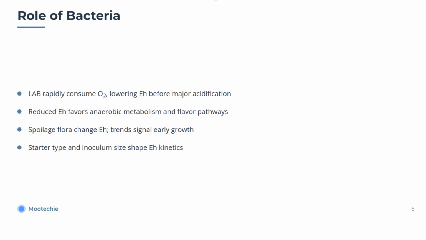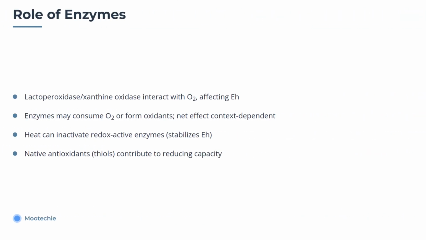Following this, let's examine the role of bacteria. Lactic acid bacteria, or LABs, rapidly consume oxygen, lowering the EH even before major acidification occurs. This reduced EH environment then favors anaerobic metabolism and specific flavor development pathways. Spoilage flora also change the EH, and monitoring these trends can signal early microbial growth. The type of starter culture and the size of the inoculum significantly shape the kinetics, or the speed of these EH changes.